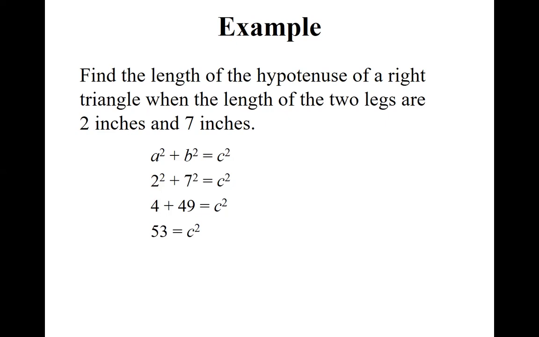Finally, we need to take the square root of both sides to get from c squared to c. Since we're dealing with length, the negative square root doesn't make any sense, so just the positive square root. C would be the square root of 53 inches.